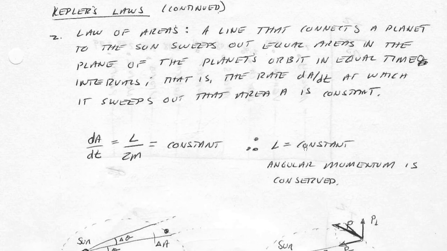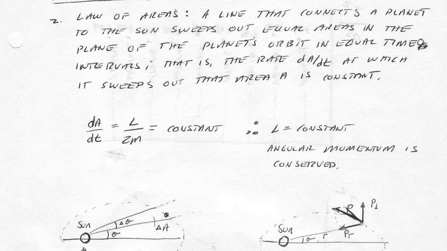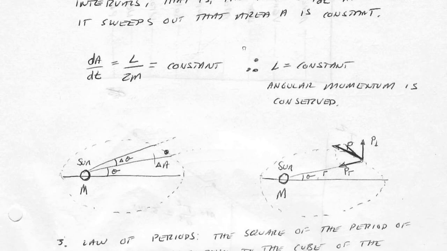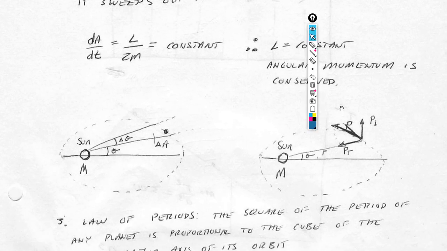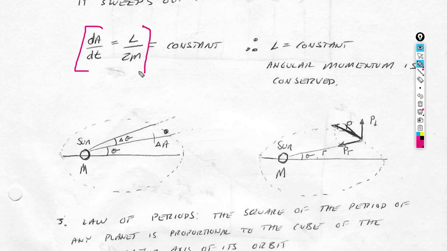In law number 2, we're talking about the law of areas. A line that connects a planet to the sun sweeps out equal areas in the plane of the planet's orbit in equal times. So equal area in equal times. That is, the rate dA/dt at which it sweeps out the area is constant. I'm not going to do the derivation here because it's not really important. But what comes of it is that dA/dt equals L, the angular momentum, over 2m, and that's constant. So L is constant and angular momentum is conserved. That comes from Kepler's second law.